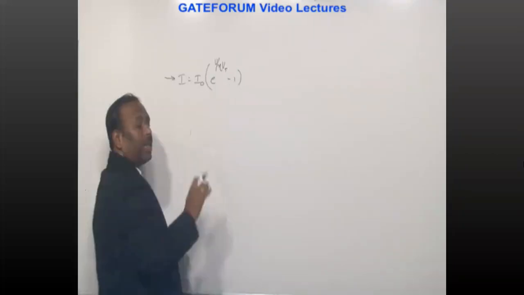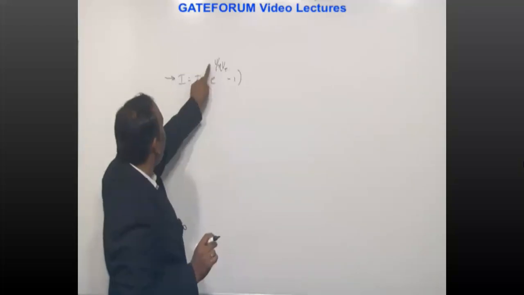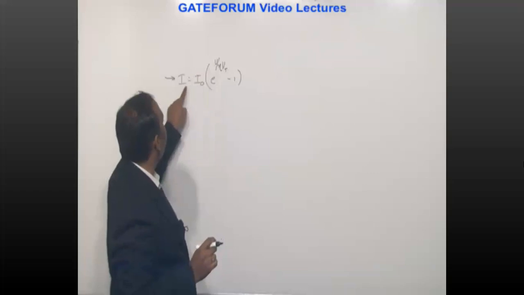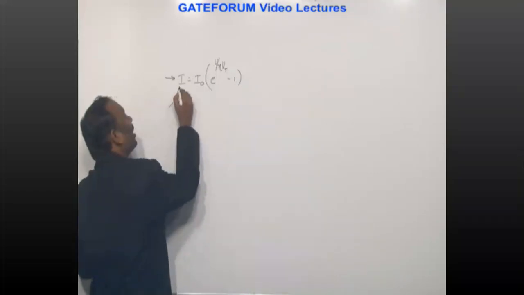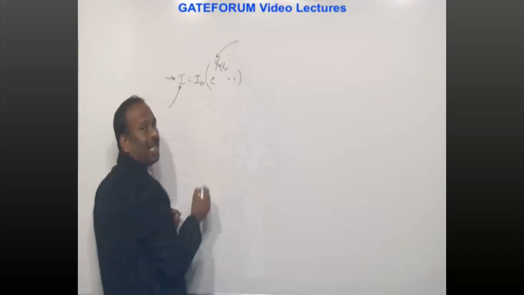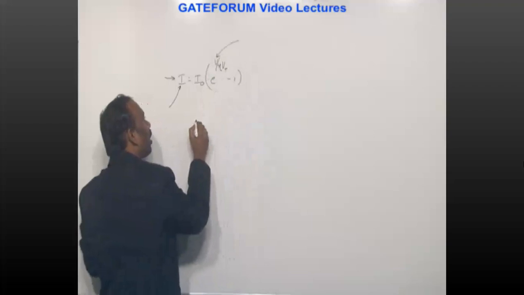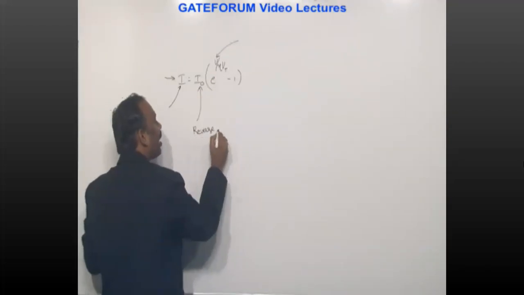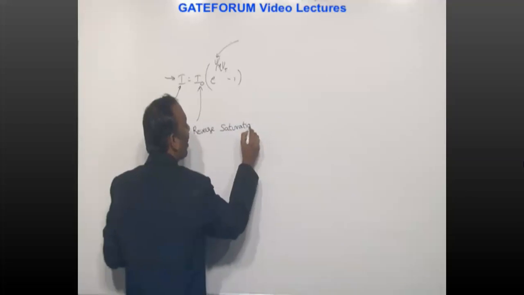It is also called the relationship between voltage and current of a diode. Now what are these things here? This is called diode current. This is called diode voltage. Coming to this important one, this is called reverse saturation current.